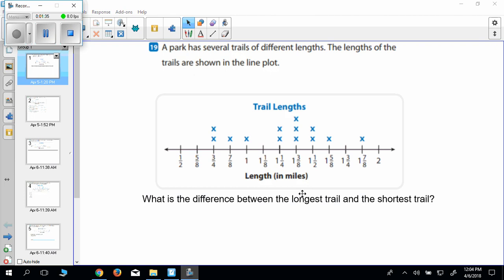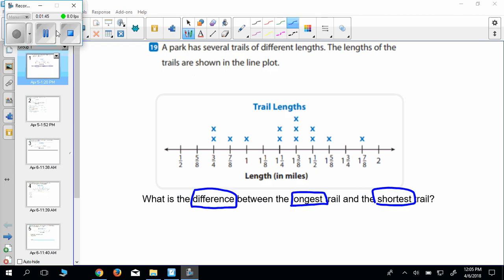Now, this question that we're looking at here says, what is the difference between the longest trail and the shortest trail? Now, we need to cube this problem up so we see our keywords. So here I've cubed up our problem, and I have boxed difference, longest, and shortest. Now, difference tells us that we have to do something with the longest trail and the shortest trail. And in math, difference means subtraction. So we need to subtract.